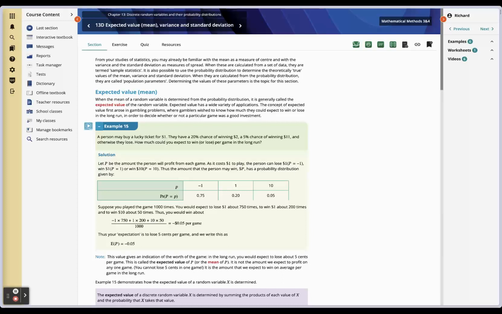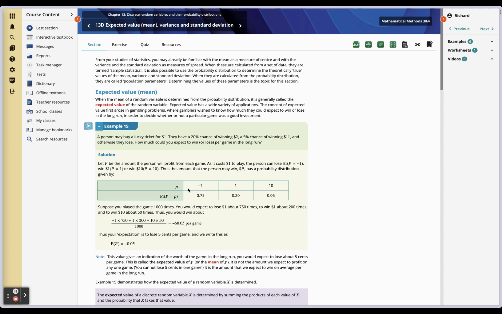In this lesson, we're going to return to expected value. We're going to have a look at some simple expected value arithmetic, and we're going to revisit example 15 for this. So in example 15, if you remember, a person buys a lucky ticket for $1, with a 20% chance of winning $2 and a 5% chance of winning $11, and here is the distribution table.